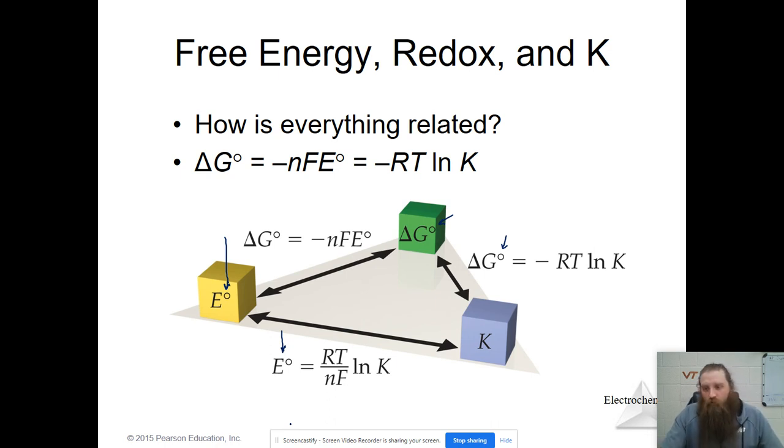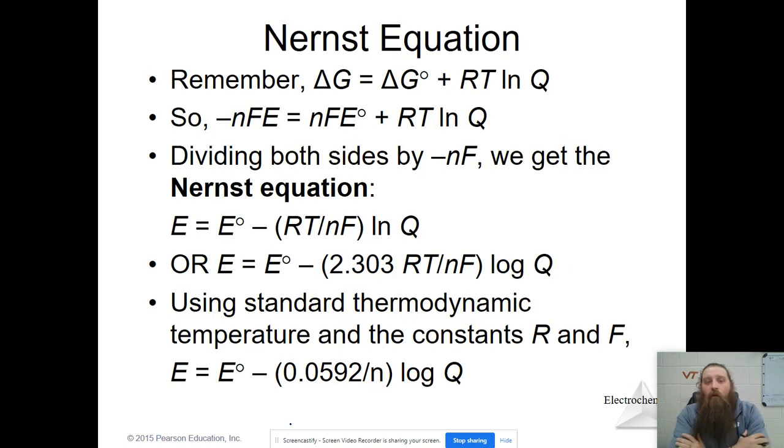But what happens if we're trying to find a value under non-standard conditions? Well, we use what's called the Nernst equation. The Nernst equation takes our G value, our Gibbs free energy value, and its relationship to standard Gibbs free energy, which we see there in the first one, and it substitutes that with the negative nFE equation that we just looked at. When you divide both sides out, you get the Nernst equation, which is E equals E standard, E prime, minus RT over nF times the ln of Q.